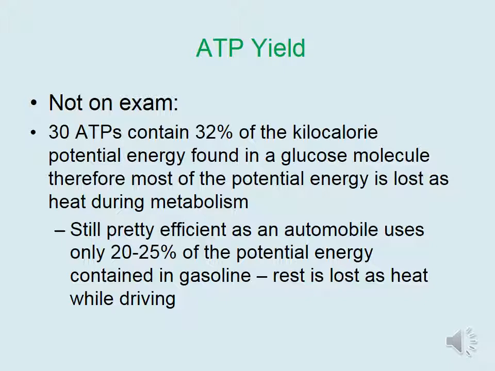of interest. So the 30 ATPs yielded during cellular respiration contain 32% of the kilocalorie potential energy that was originally found in a glucose molecule. Therefore, most of the potential energy actually is lost as heat during metabolism. However, machinery generated by humans is still not as efficient as the human body itself, because an automobile only uses 20 to 25% of the potential energy contained in gasoline. The rest is lost as heat while driving.